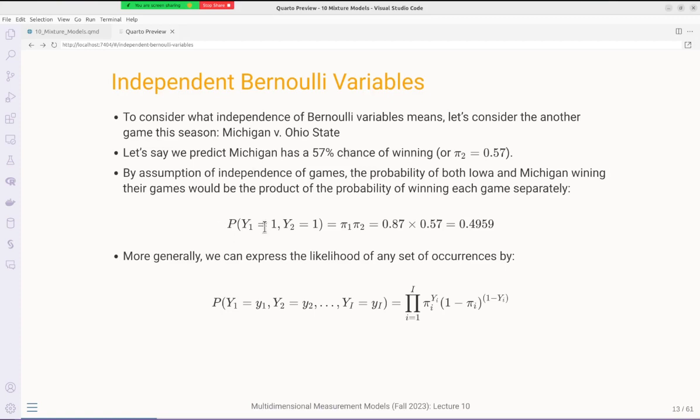What's the chance that Iowa wins and Michigan wins? That's what this looks like. Here, that's the product of those probabilities by independence. And that's really what I'm getting at here. The idea of local independence forms this function down here. We take, for each item, our Bernoulli variable, and we multiply those probabilities together to get a joint likelihood function for each class. Does that make sense?